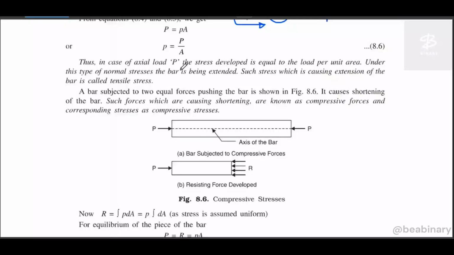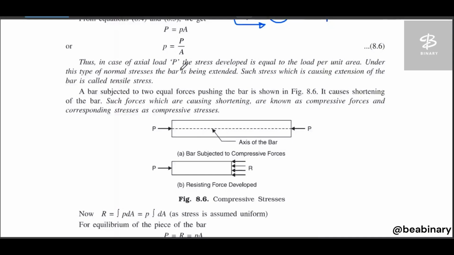So a bar is subjected to two equal forces pushing the bar, as shown. Now it causes shortening of the bar. Such forces which are causing shortening or contracting are known as compressive forces, and the corresponding stresses are compressive stresses.